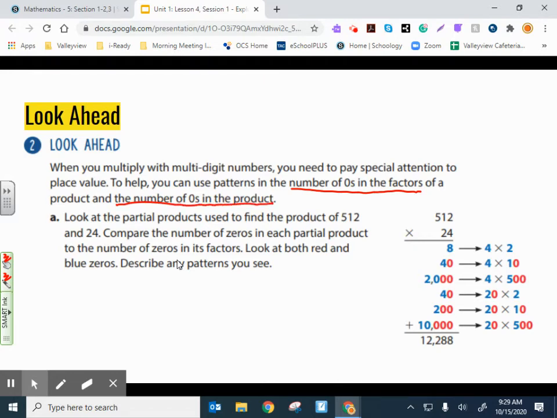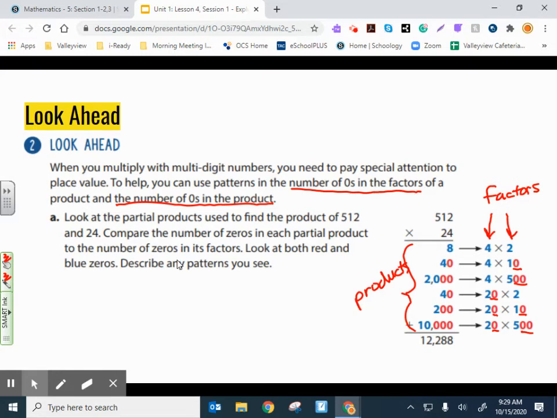Now, over here on the right, like these numbers over here, all those numbers right there are factors. Those are the numbers that you multiply together to get your products. And then all of these over here on the left, these are the products. So that's what they're talking about when they mention factors and products. So pay special attention to these, like how many zeros you're using for the factors should equal a pattern for what's in your product.